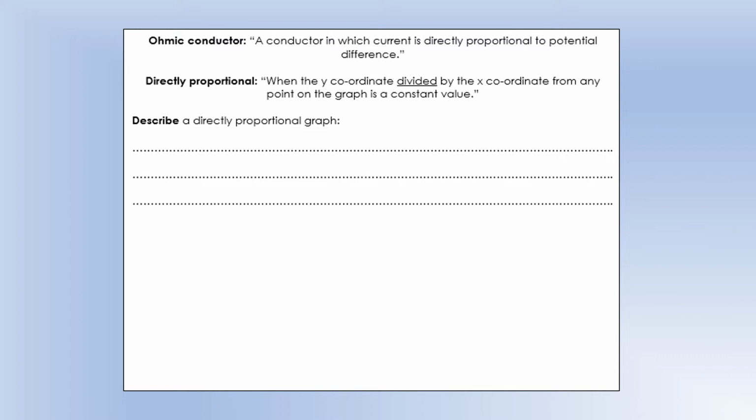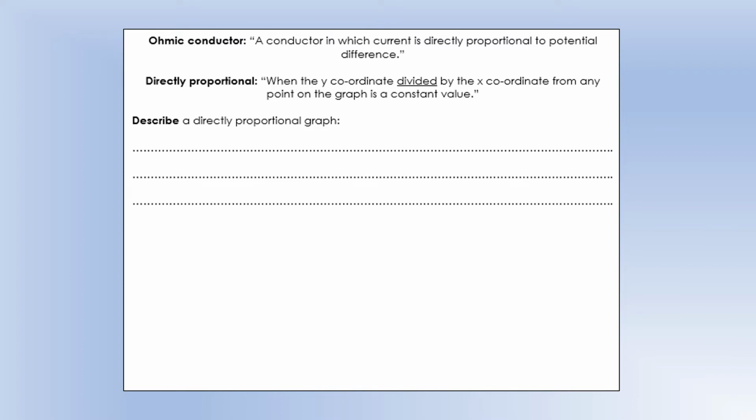Directly proportional, in terms of its specific mathematical definition, says that if we've got a line on a graph, and we pick a point on that line and divide the y coordinate by the x coordinate, we should get the same value regardless of where we pick the point on the line. That's what mathematics says a direct proportional relationship is.